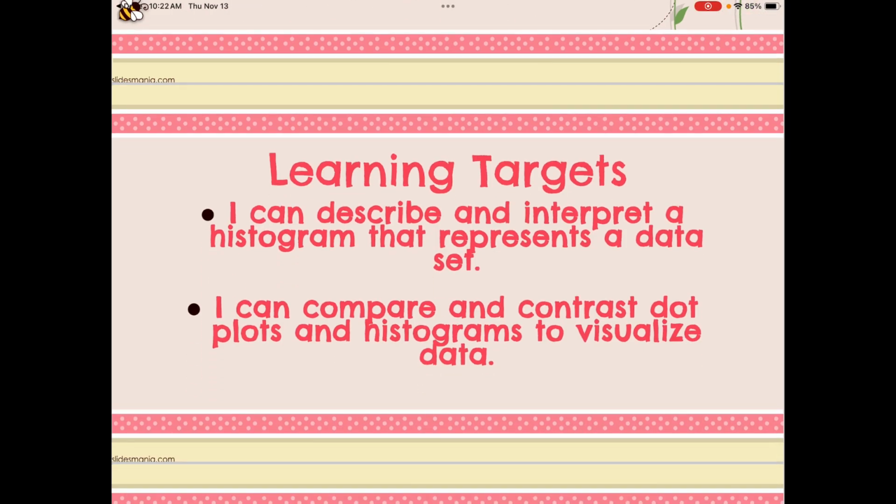Alright, our learning targets, we have 2 today. Our first one is I can describe and interpret a histogram that represents a data set, and I can compare and contrast dot plots and histograms to visualize data.